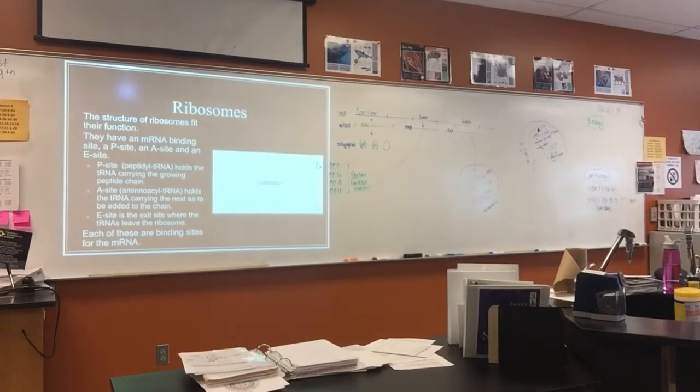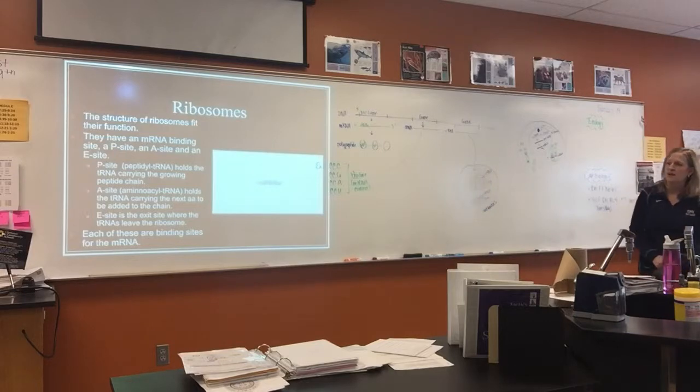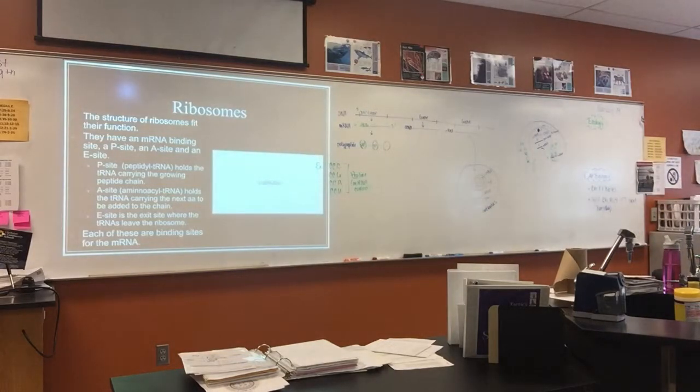So let's look at the structure here. The structure of ribosomes fits their function. They have an mRNA binding site, a P site, an A site, and an E site. And I'll show you a picture in just a second to explain this. The P site holds the tRNA carrying the growing polypeptide chain. The A site holds the tRNA carrying the next amino acid to be added to the chain. And the E site is the exit site, before tRNAs leave the ribosome. Each of these are binding sites for the mRNA.